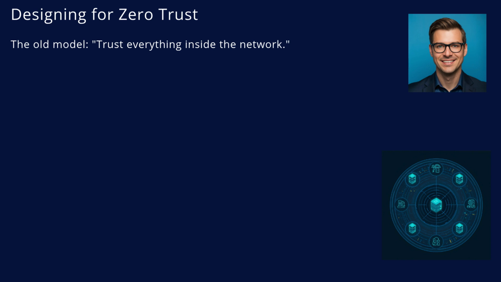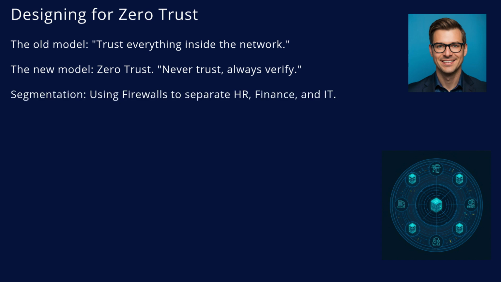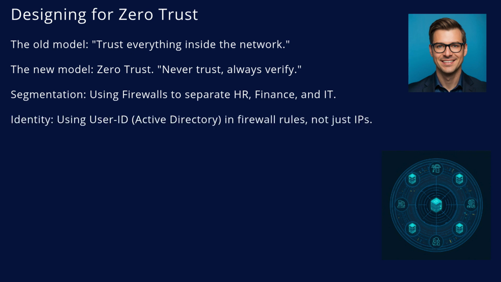Modern security is moving towards zero trust. The old model was hard shell, soft center. Once you were inside the firewall, you were trusted. Zero trust says, never trust, always verify. Even if you are inside the office, you don't get access to the finance server unless you prove you need it. We achieve this by segmenting the network with internal firewalls and using identity-based rules. Instead of saying, allow IP 10.1.1.5, your firewall rule says, allow user, Sam. This prevents lateral movement. If a hacker compromises my laptop, they can't jump to the server because they don't have my user privileges.